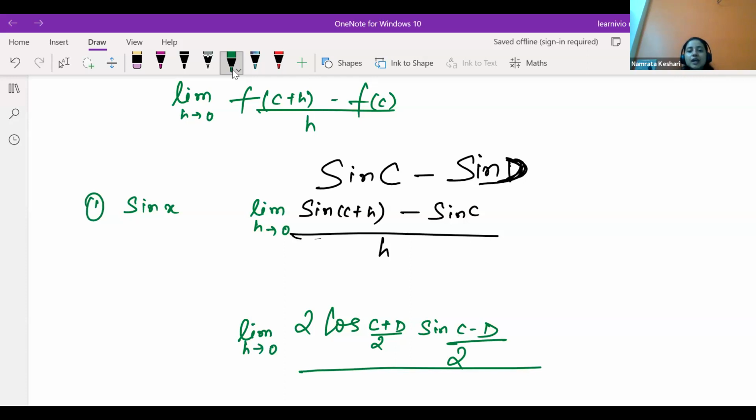However, whatever I have written in terms of C and D, if we will be using which I am showing it to you over here, we will be having limit h tends to 0 of 2 cos of (2c plus h) by 2.